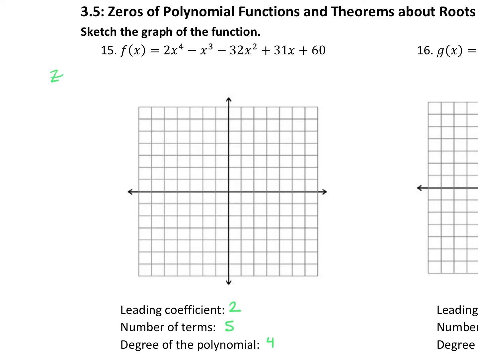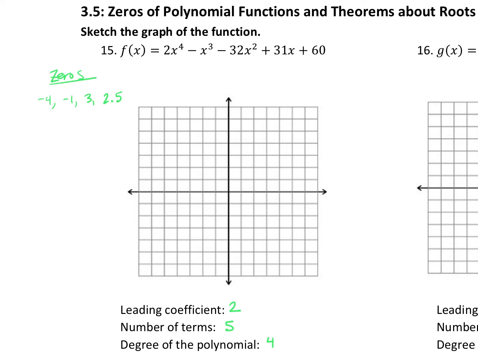The zeros of our function, we can see that they happen at -4, -1, 3, and 2.5. So definitely have your graphing calculator out and verify. Make sure that you're understanding where these numbers are coming from.